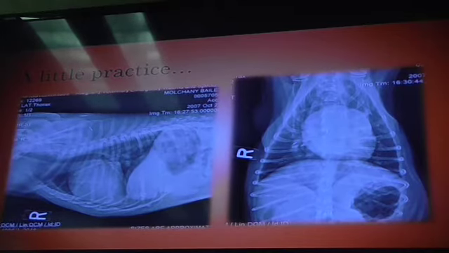Comparing it to the proximal third or fourth rib. Okay? And you're looking at the width of it, if you were to draw a line to measure the width as it compares to the width of the rib.